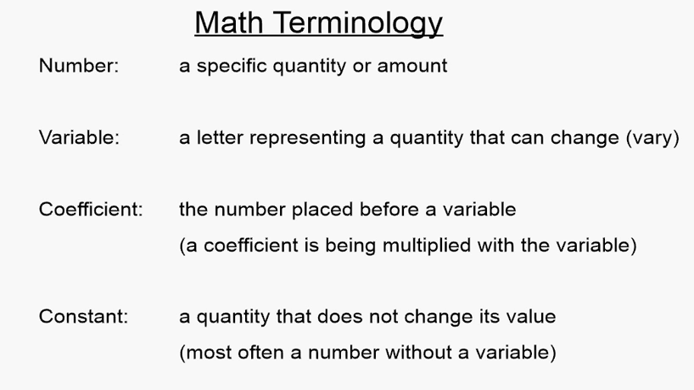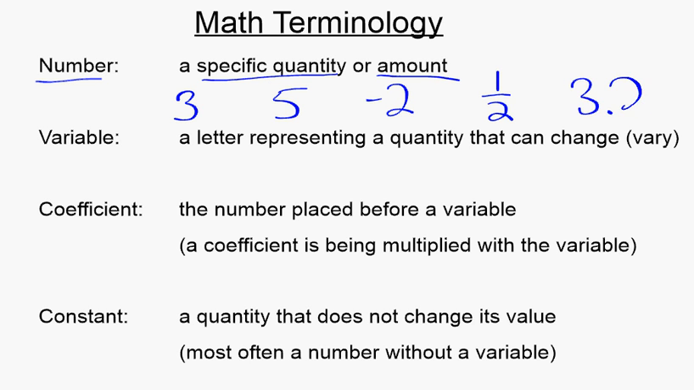In math class, you have a lot of different terminology that you have to keep track of. That way you know what the teacher is saying or your classmates are saying. It's a way of communicating with one another. We should all know what a number is. It's just a specific quantity or amount. Different numbers could be 3, it could be 5, it could be a negative, it could be a fraction, 1/2 is a number, it could be a decimal, 3.2 is also a number.